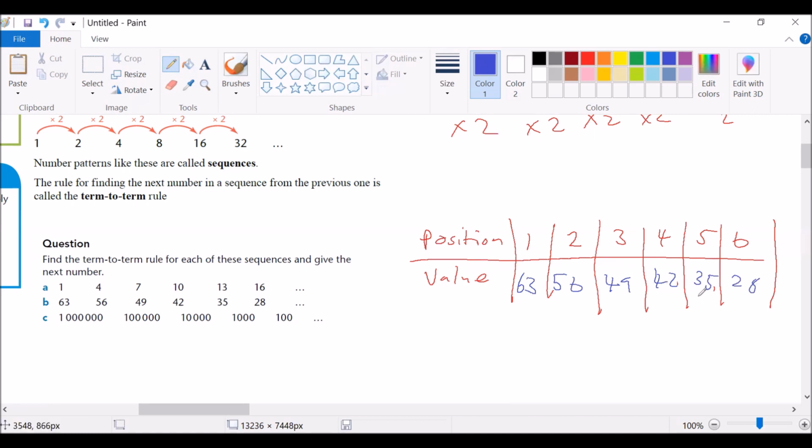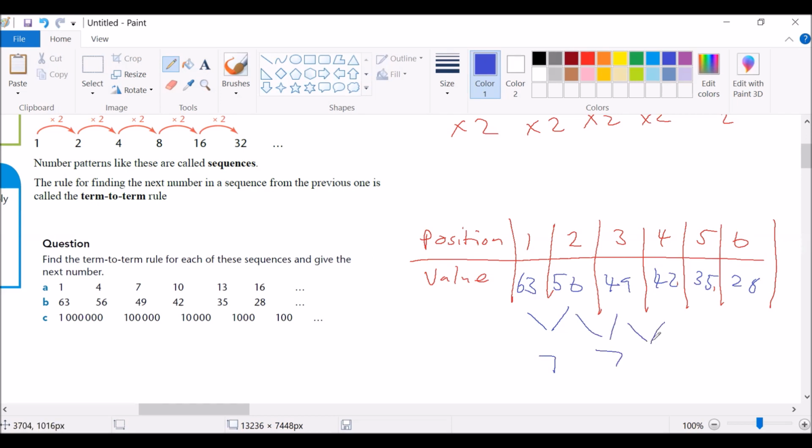Okay, we are starting at 63, ending up at 28. We are going down the number line. So let's test for subtraction. We take this one, subtract that one. 63 minus 56, that's 7. 56 minus 49, again we get 7.